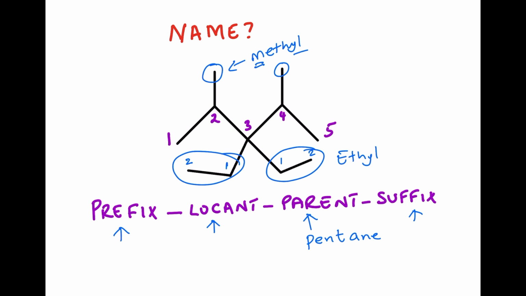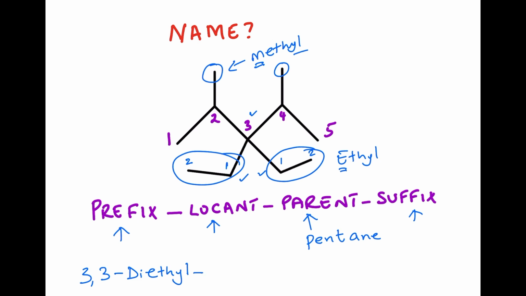We have M and E. E comes before M, and therefore we start with the E, but we have 2 ethyl groups, that and that, both at position number 3, so it will be 3,3-di, because there are 2 of them, ethyl, dash.